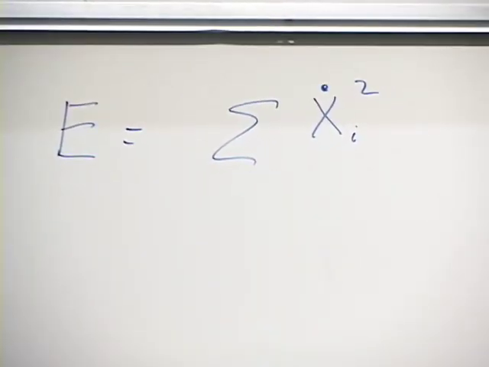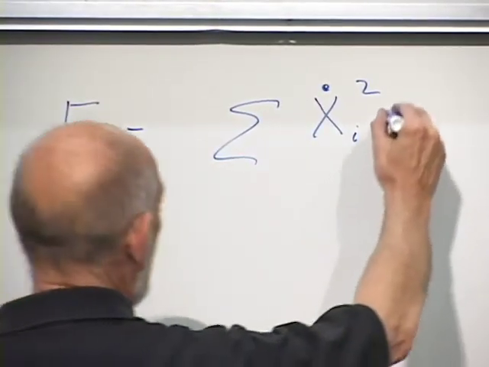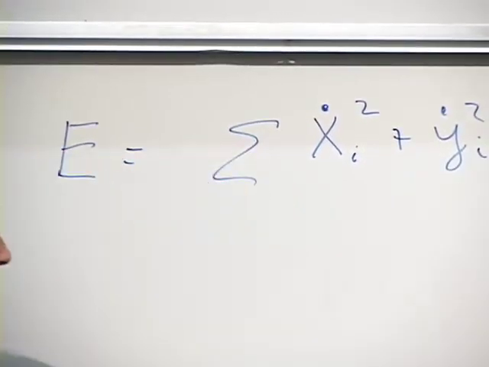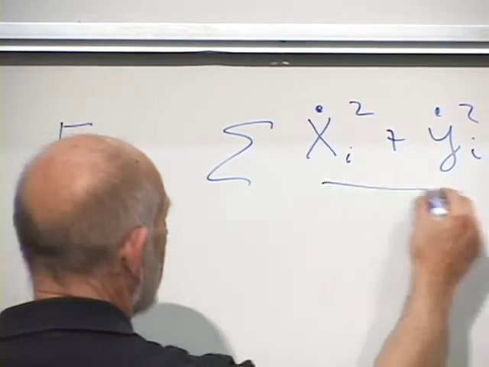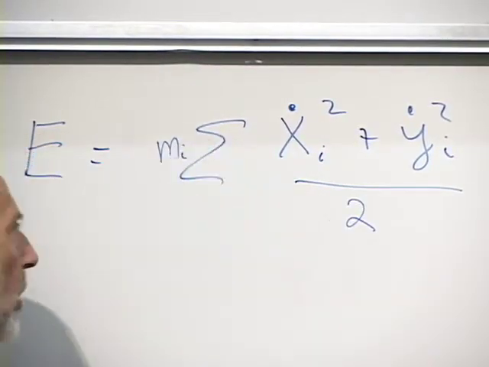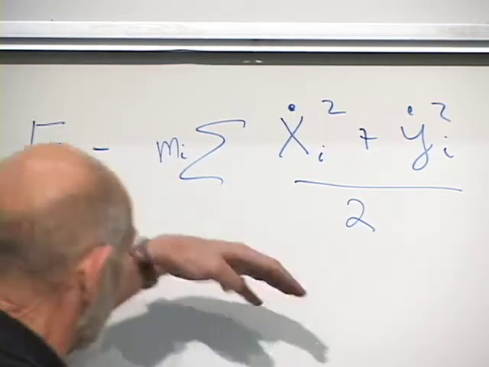These are two-dimensional now, so we could write this as x dot squared plus y dot squared, that's the ith point, divided by 2. And we might put here a mass of the ith particle, which later on we're going to let go to 0. But I'll just tell you how to do the continuum limit.